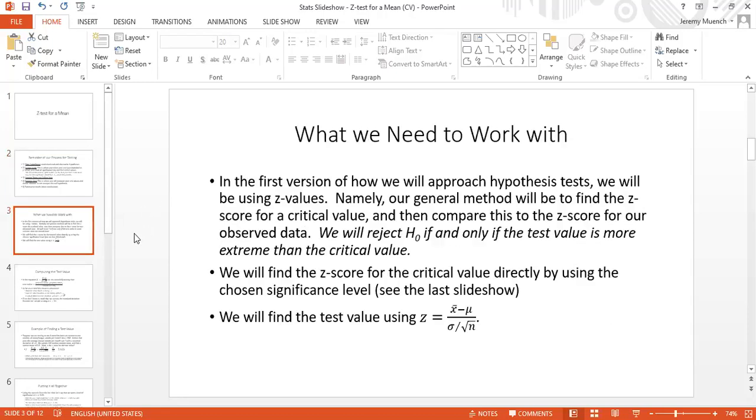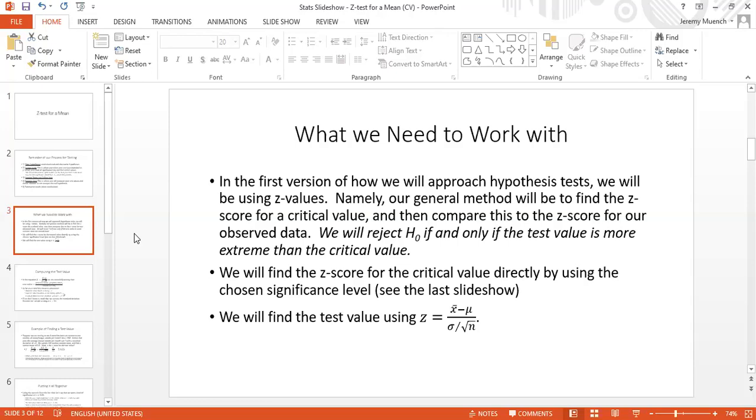So our first approach here is going to just be to find a z-score for a critical value and then compare this to a z-score for our observed data, with the idea that we're going to reject our null hypothesis if and only if the test value is more extreme than the critical value. So further from our presumed mean, our null hypothesized mean of whatever our baseline is, than the critical value is. If our test value is further from that hypothesized mean than our critical value, then that's evidence against the null hypothesis.